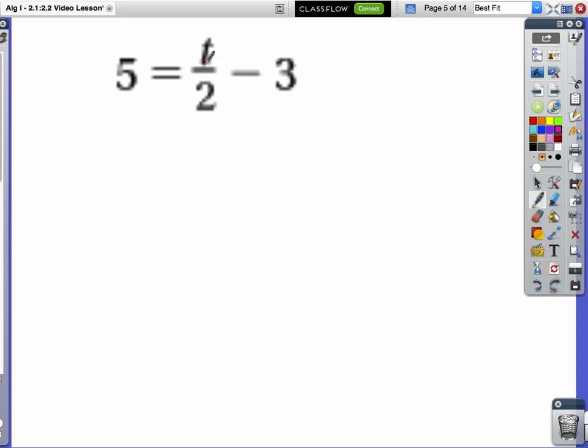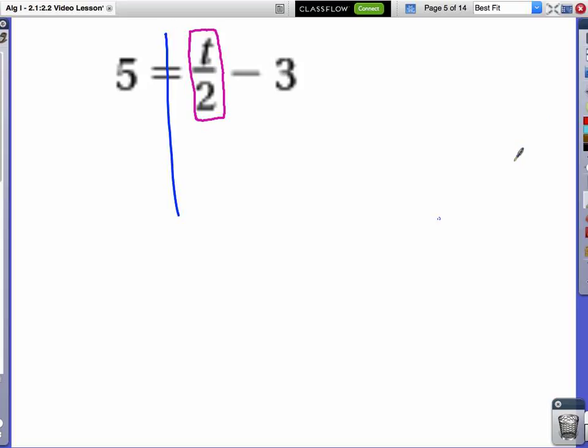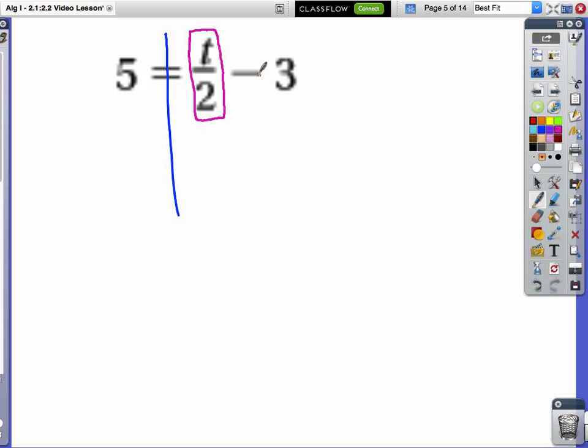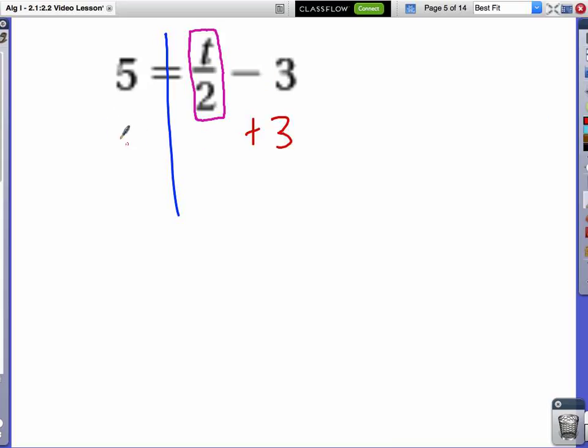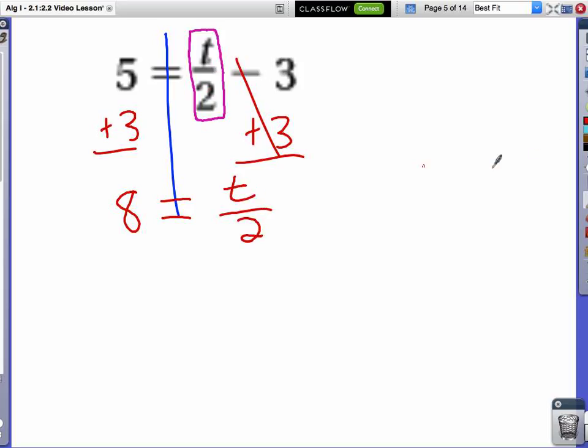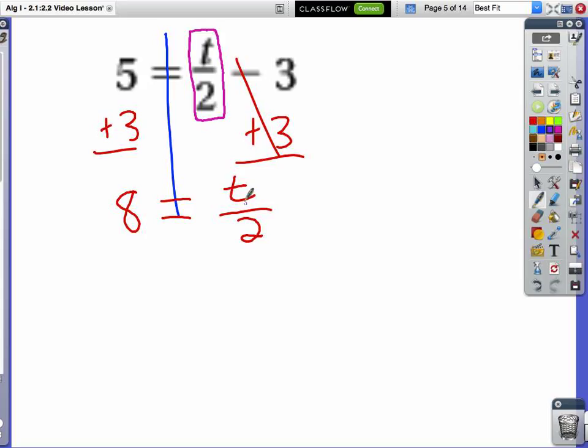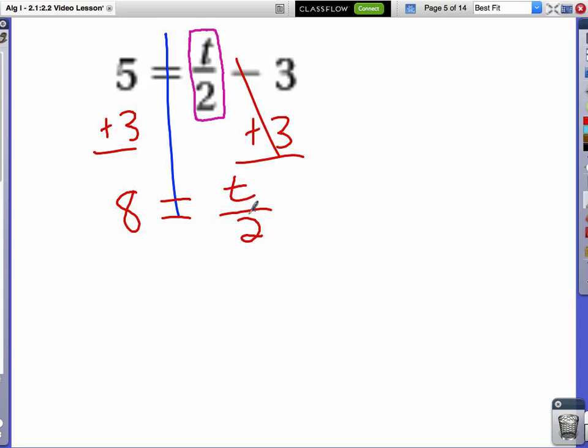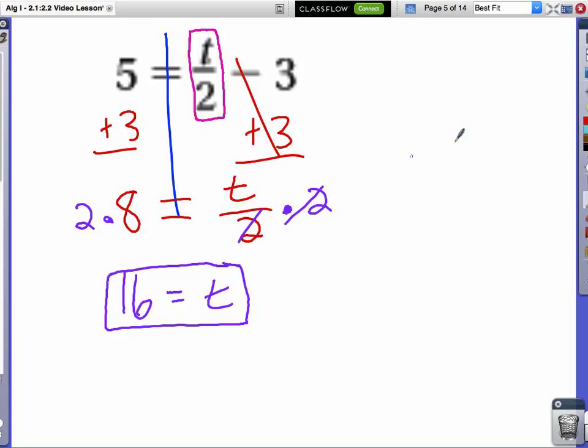Next one, 5 equals t over 2 minus 3. So our variable is attached to a divide by 2. So again, that's what we need to isolate by itself first. So we have to get rid of this minus 3. Opposite of a minus 3 is a plus 3. 5 plus 3 is 8 equals, and then we have t divided by 2. So now to get our variable t by itself, just like we did on one of the first pages, undo divide by times. Times each side by 2. 2 times 8 is 16. So t equals 16. Again, all of this work needs to be on your paper.